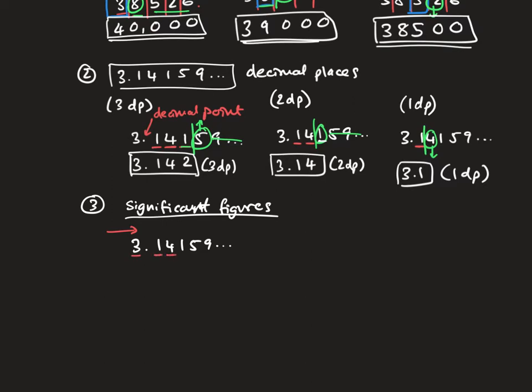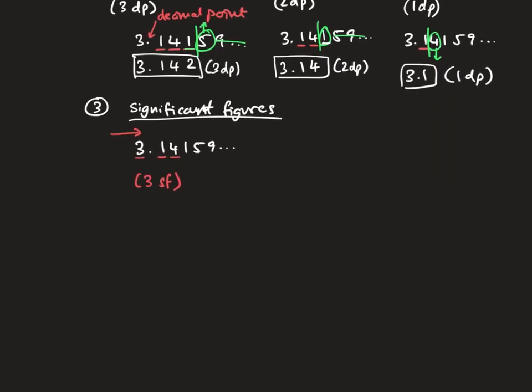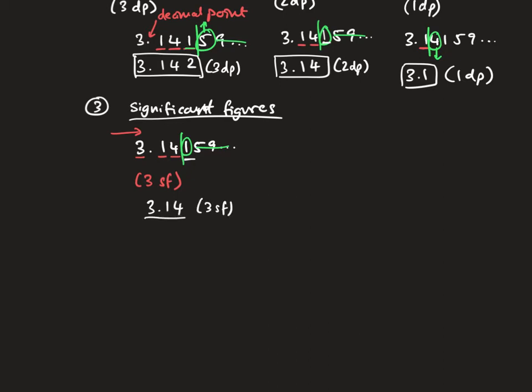So if we're doing this to 3 significant figures, 3 SF, we move along and we've got our pi. So we do 3.14, and then we draw a line here, and it's the digit just after that. Remember, all other digits don't matter. It's the number just after our third significant figure. And because this 1 here is below 5, it keeps that the same. So it's 3.14 to 3 significant figures.